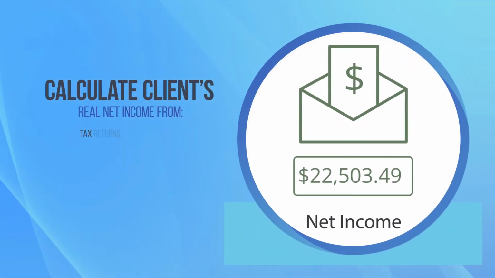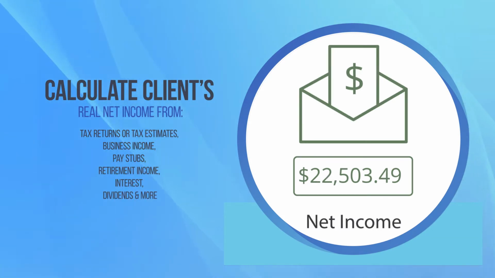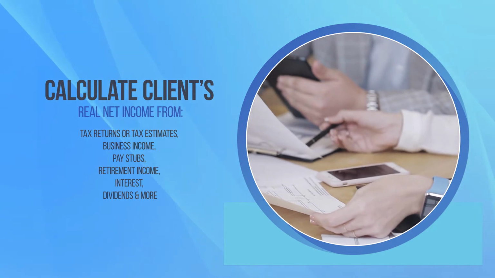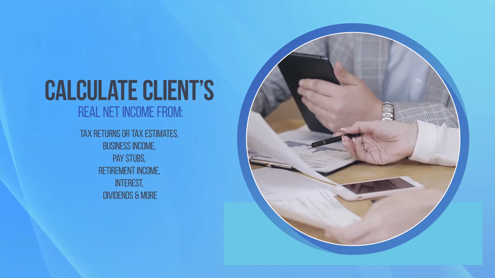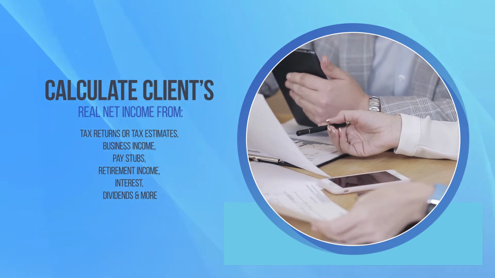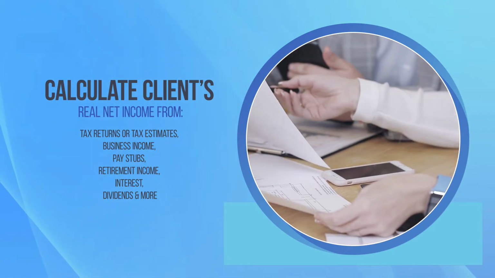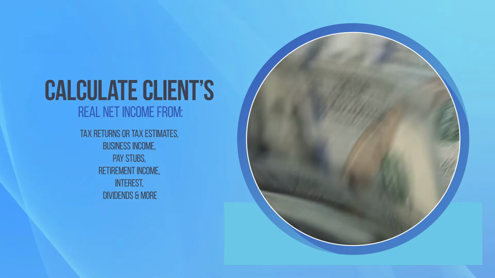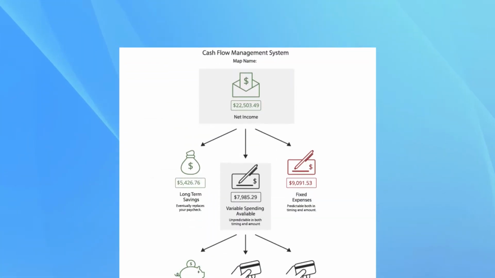We start with calculating the client's monthly net income. Our income input page allows you to work right from the client's financial documents, whether it be pay stubs, tax returns, or both, and get an accurate number as to how much monthly income they are actually earning. Once we do that, then we're going to work on where the client is saving money.